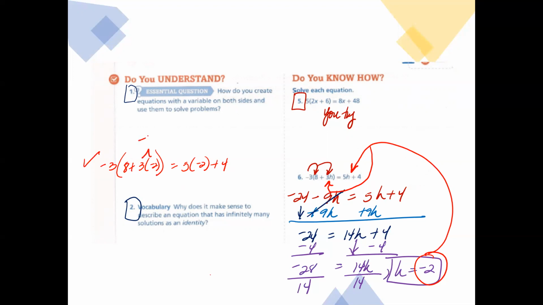Well, 3 times negative 2 is a negative 6. Negative 6 plus 8 gives me a 2. 2 times negative 3 is going to give me a negative 6. On the right side, 5 times negative 2 is a negative 10. Negative 10 plus 4 does indeed give me a negative 6. So I know my answer is correct, and my answer is indeed h equals negative 2.